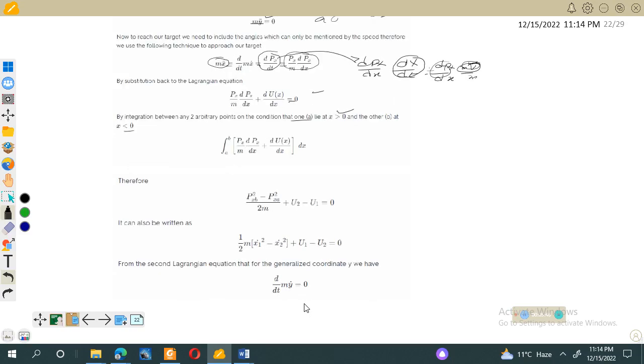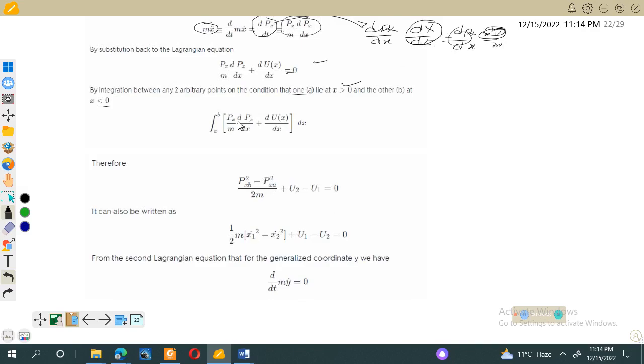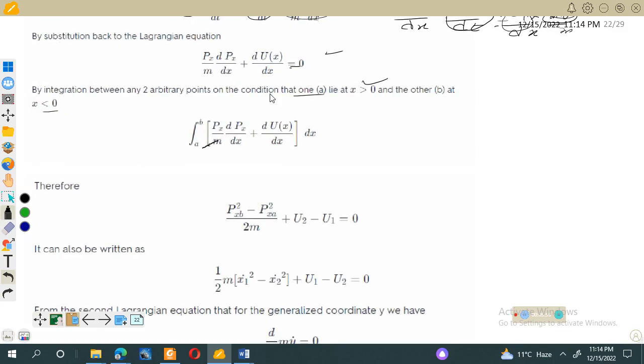if I simplify it, it will give us px. m is constant, so it will come out of the integration, and px has its derivative in front, so the power will be raised by 1: px square over 2m as the integration, minus px square. And similarly for the potential energy, u2 minus u1 is equal to 0. So we can separate it.